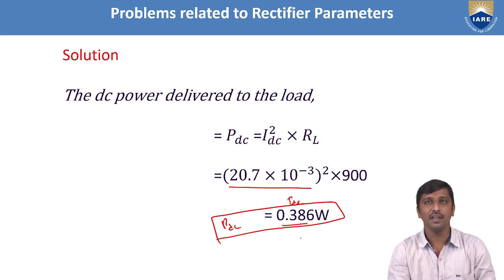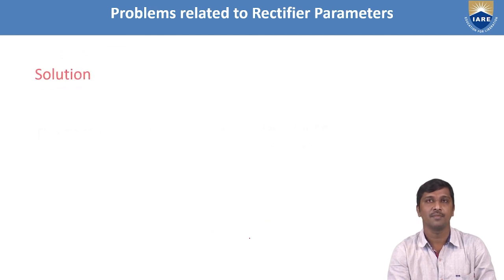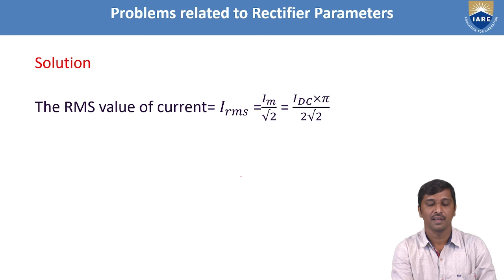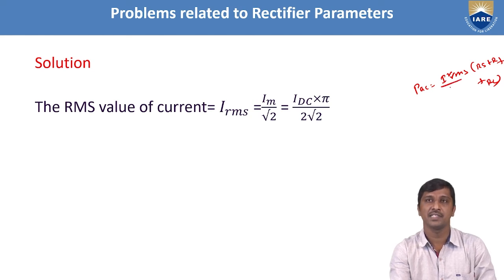The PDC value or DC output power is represented as 0.386 watts. Now in a problem, again they ask the rectification efficiency. We know that if you want to calculate the efficiency, it is the ratio of DC output power to the AC input power. So we got the DC output power. Now first we need to calculate AC input power. If you want to calculate the AC power, what we require is I square RMS into RS plus RF plus your RL. So first we need to find out this IRMS value here.